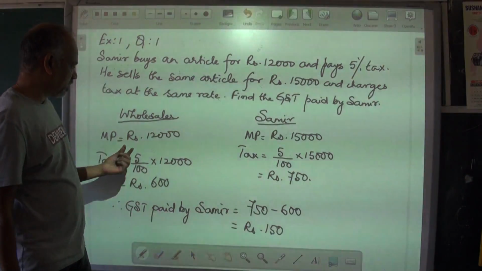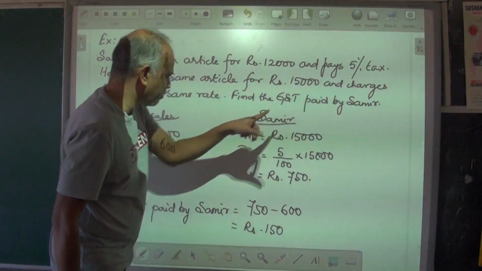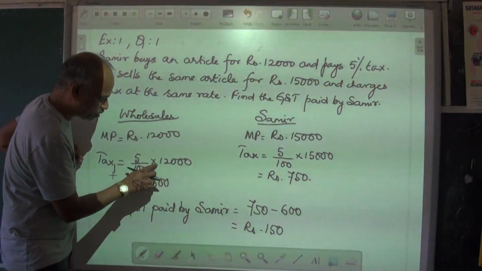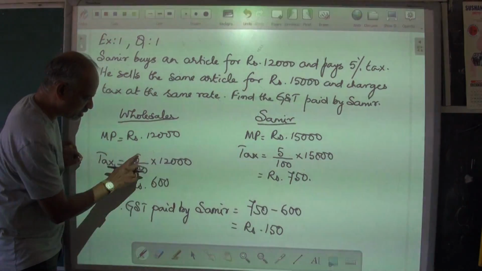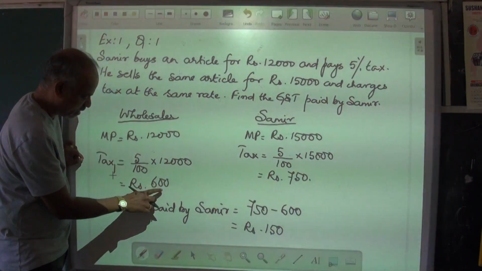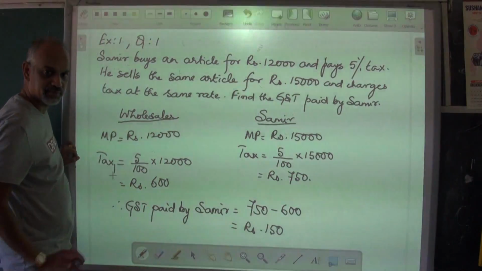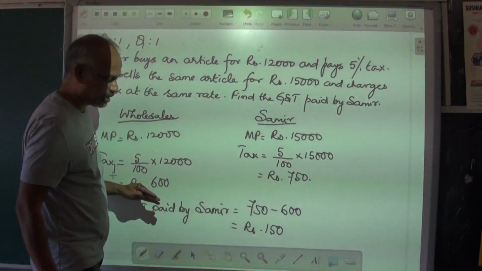Tax in the first case is 5%, which is 5 by 100 of whatever the mark price is. That's 12,000. If you simplify this, you will get rupees 600 as the tax paid by Samir to the wholesaler. Okay. Our calculation is over.